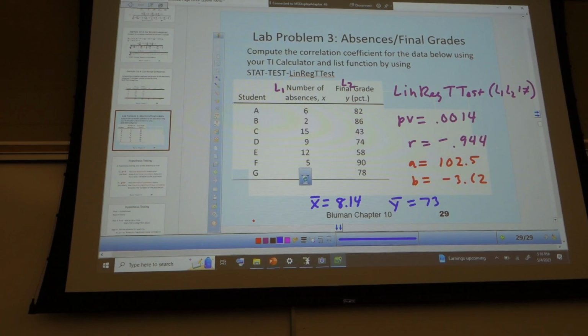Do we need all that for the credit, or just the p-value? You definitely need the first four things. The parts in blue you may or may not need. So you still wanted those? I do want them for today, and then you'll be able to sort that out in the future. Okay.